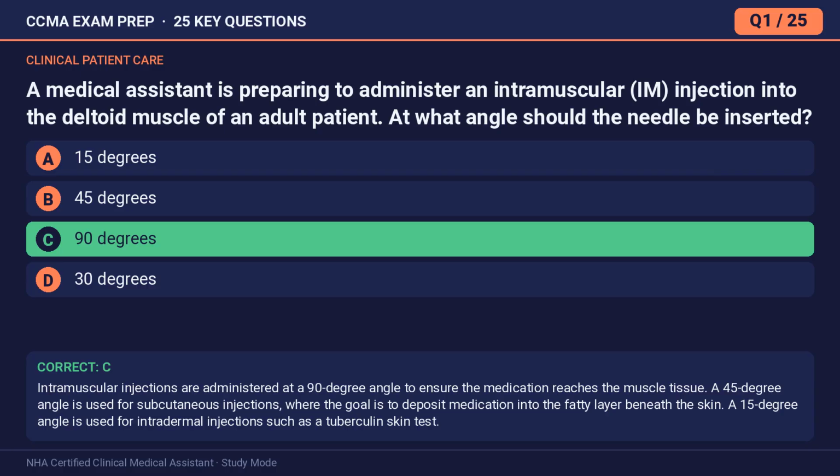A medical assistant is preparing to administer an intramuscular (IM) injection into the deltoid muscle of an adult patient. At what angle should the needle be inserted? A. 15 degrees, B. 45 degrees, C. 90 degrees, D. 30 degrees.